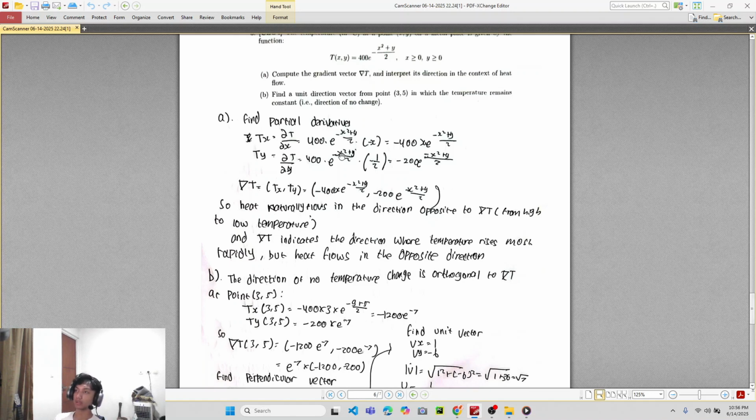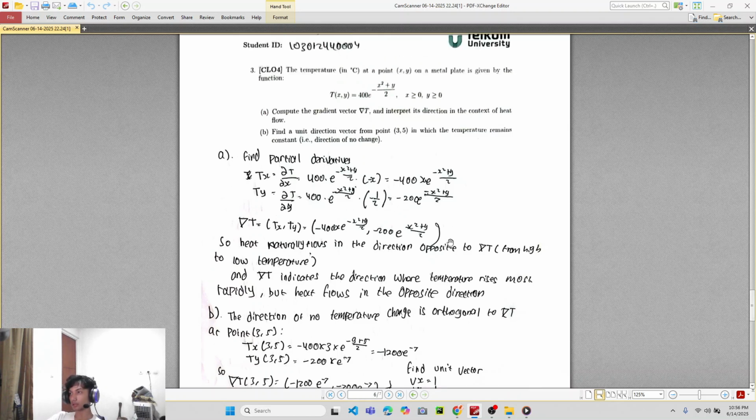For Tx, it will be partial T over partial x equals 400 times e to the power of negative (x squared plus y over 2) times negative x, which will be negative 400x times e to the power of negative (x squared plus y over 2). Okay, so Ty, partial T over partial y, will be 400 times e to the power of negative (x squared plus y over 2) times negative 1 over 2, because it's with respect to y, equals negative 200 e to the power of negative (x squared plus y over 2).